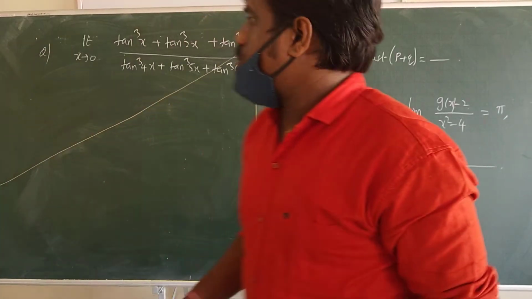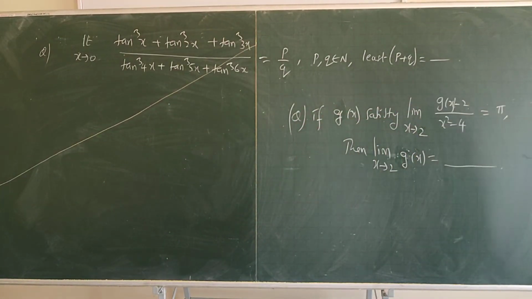Two questions are there. Limit x tends to 0, tan cube x, tan cube 2x, tan cube 3x upon tan cube 4x plus tan cube 5x plus tan cube 6x is equal to p by q. Then what is the value of p plus q? If g of x satisfies this condition, see, just now I said, so you will get this answer directly.